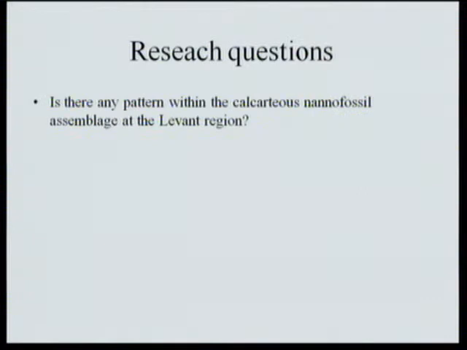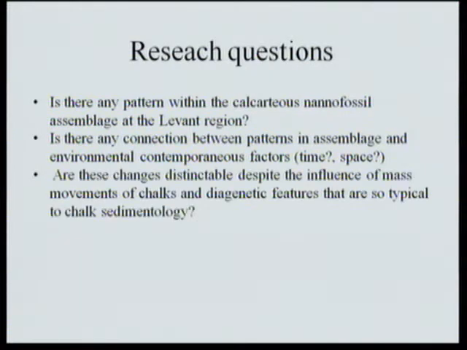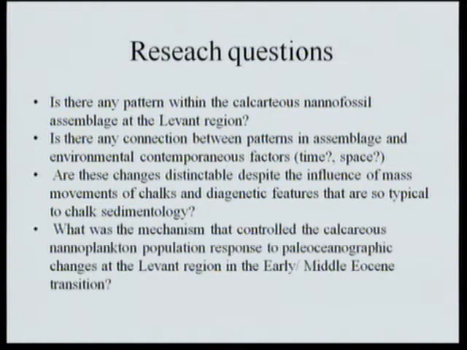Here are the research questions. First, is there any pattern within the calcareous nanofossil assemblages in the Levant region? Is there any connection between patterns in assemblage and contemporaneous environmental factors like time and space? Is there any pattern that we can notice? Are these changes distinguishable despite the influence of mass movements of chalks and their genetic features, so typical to chalk sedimentology all around the world, not only in Israel? What was the mechanism that controlled the calcareous nanoplankton population response to paleoceanographic changes in the Levant region at that time? I present two data sets.